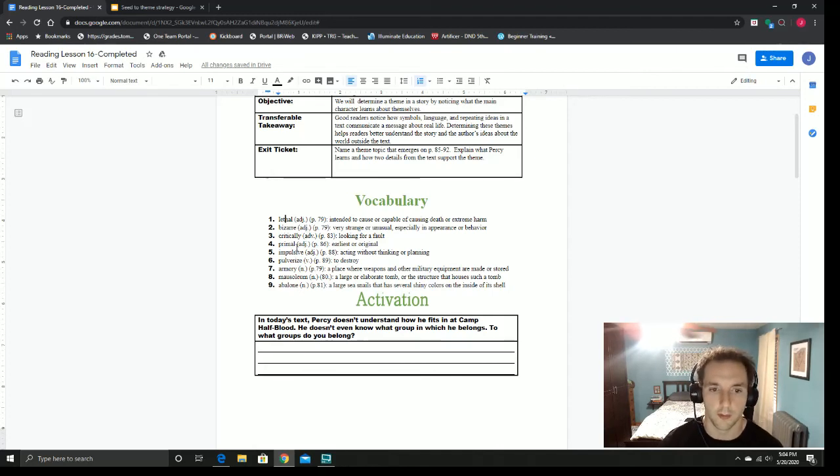Then number 4, the word is primal, which means earliest or original. Some people refer to our sense of hunger, of needing to eat, as our primal instinct. It's the very earliest thing that we developed as animals or as people. Our need to eat or need to drink is primal. Number 5, the word is impulsive, which just means acting without thinking or planning. If you are going about your life and all of a sudden you decide you want to do something but you don't think about it, you just go and do it.